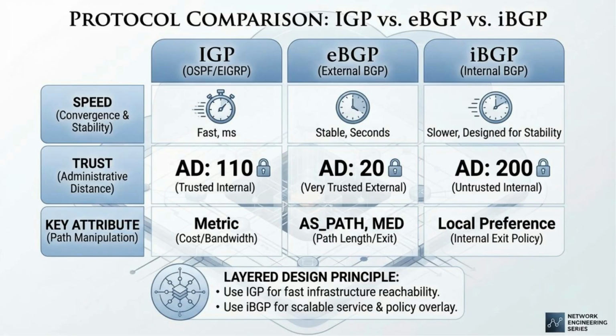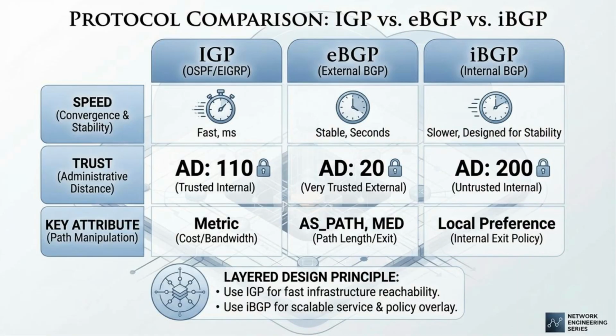Section 6. Comparing iBGP to IGP and eBGP. Let's take a moment to compare these protocols to solidify your understanding. Performance and convergence. IGPs, OSPF/EIGRP, are designed for speed. They detect failures and reconverge in milliseconds. iBGP is slower. It is designed for stability. We do not want the global internet table flapping every time a link jitters. iBGP timers are slower by default, and the scanning process for the BGP table takes longer because of its size.